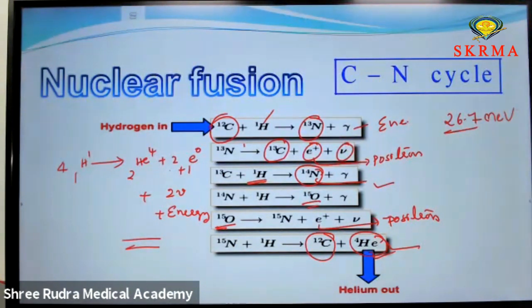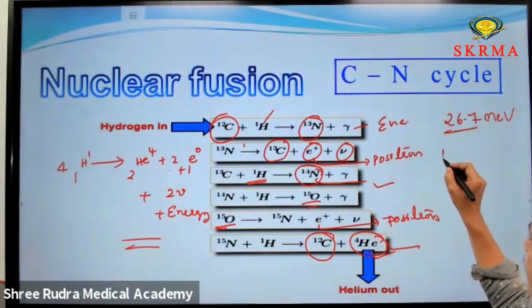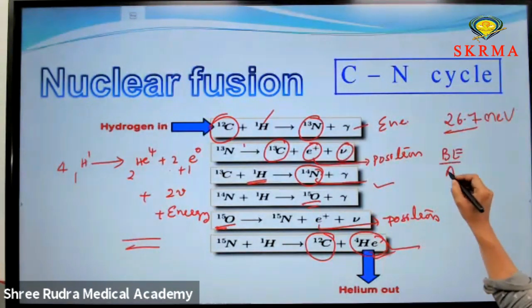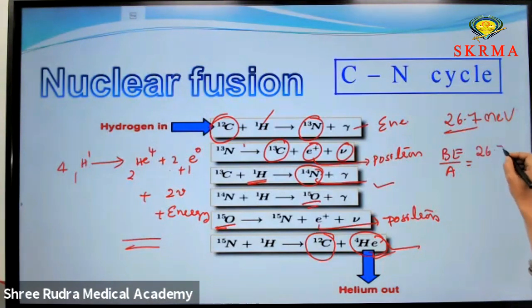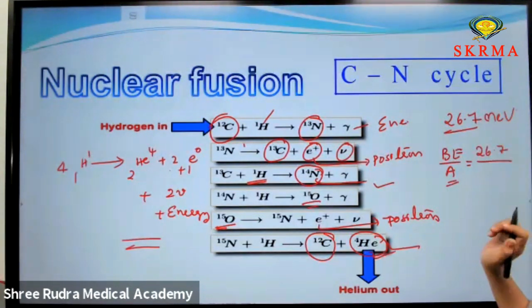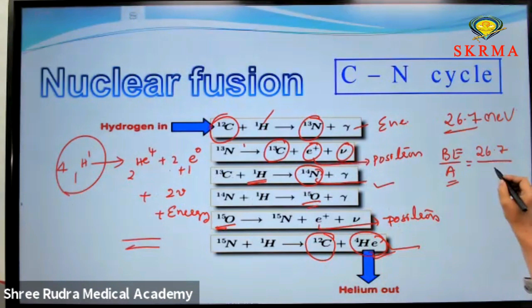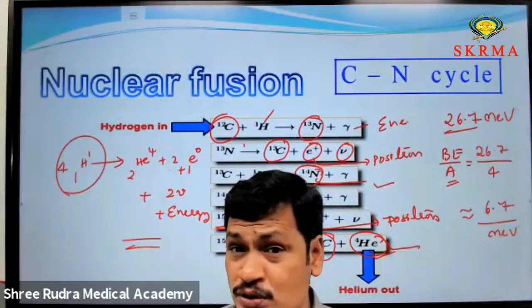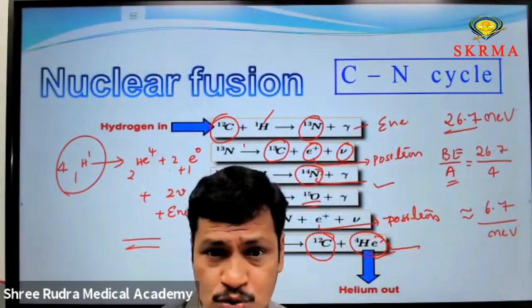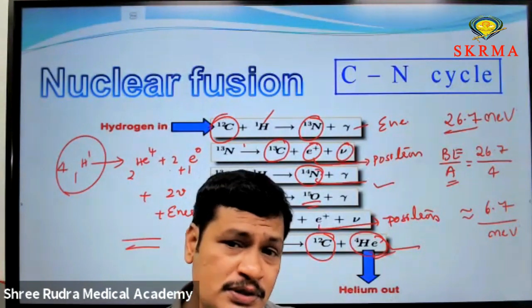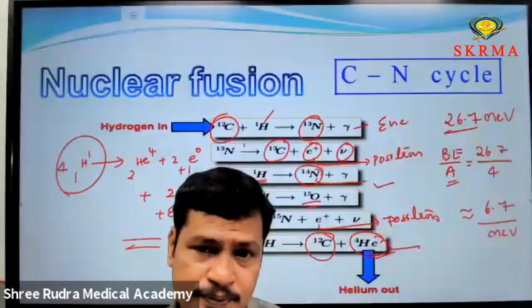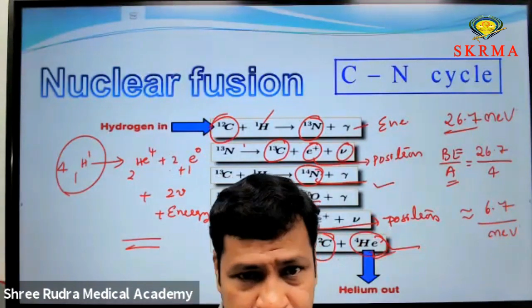If you calculate the binding energy per nucleon, represented by Be by A, the energy released here is 26.7 divided by A, which is nothing but the nucleons. How many nucleons participate in this reaction? 4 protons. So 26.7 divided by 4, the approximate value is 6.7 MeV. If you compare the binding energy per nucleon of nuclear fusion to nuclear fission, nuclear fusion is very high compared to the nuclear fission process. This way the hydrogen bomb is very powerful compared to the atom bomb. This is the basic carbon-nitrogen cycle.